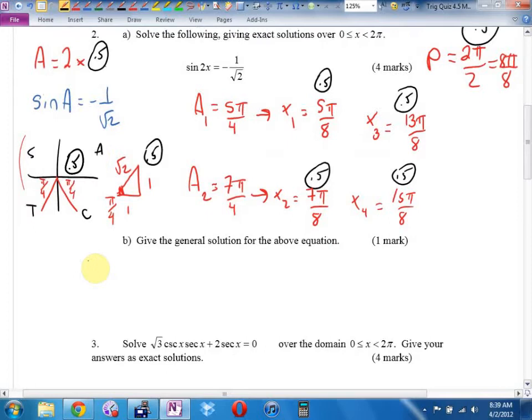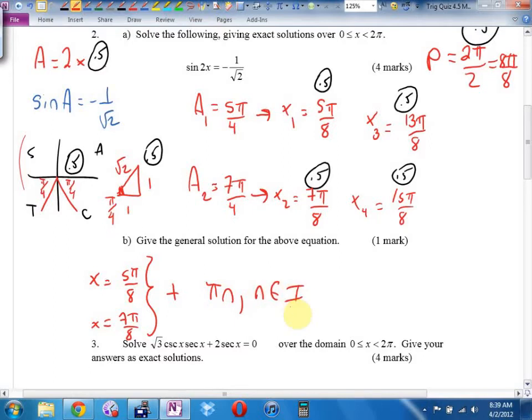Oh, give the general solution. So the general solution is going to be my first 2 principal ones: 5 pi by 8, 7 pi by 8, and for both of these I'm going to add multiples of the period, which if there was not a period change, Caitlin, would be 2 pi n, but the period is just plain old pi, or you could have written 8 pi over 8, where n is an integer. 1 mark.